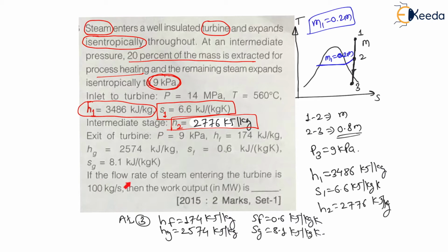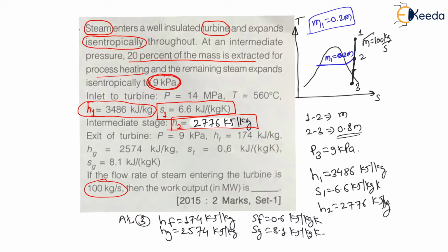Now again, if the flow rate of steam entering the turbine is 100 kg per second, flow rate of steam entering the turbine means at the entry of turbine is 1, and at entry the mass entering is m. Therefore total mass m is nothing but 100 kg per second. Here they have mentioned total mass is 100 kg per second, right? Therefore my dear students, here we can say m is equal to 100 kg per second.